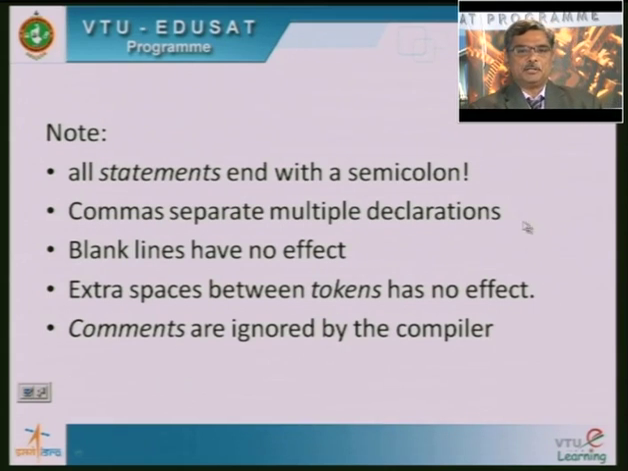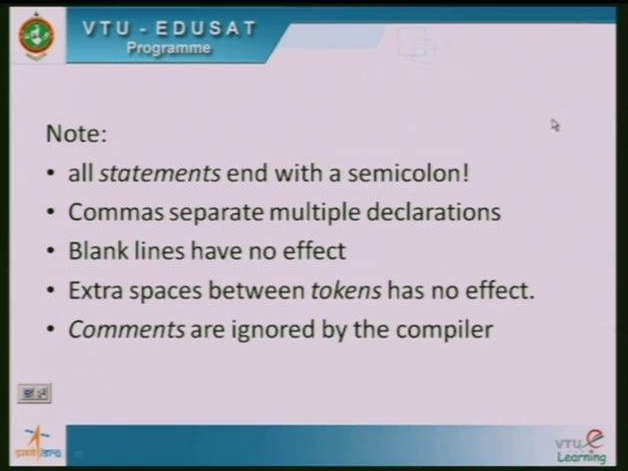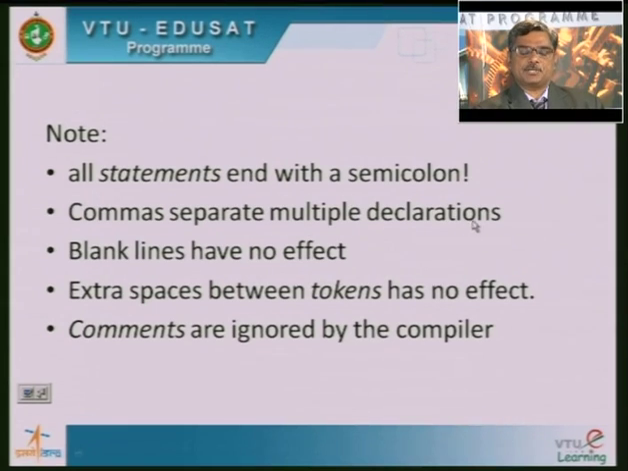Note, now you have understood many statements. Using these statements you can write your own programs. All statements end with a semicolon in C. After writing every line, you should end with a semicolon. Commas separate multiple declarations, like int a, b, c, so variables a, b and c are all of integer type. Blank lines have no effect in the program. You can leave any number of blanks, and extra spaces between tokens have no effect. Comments are ignored by the compiler. These are the observations you should know before writing your program.